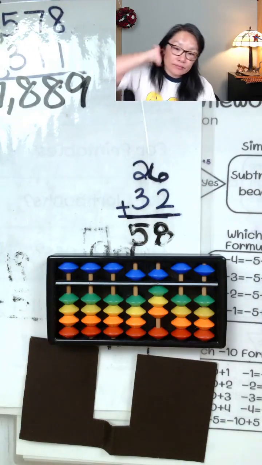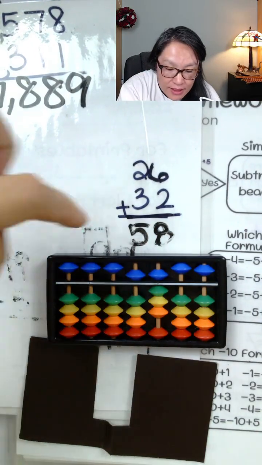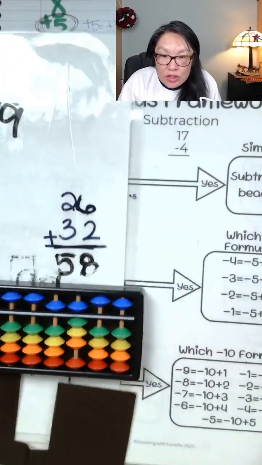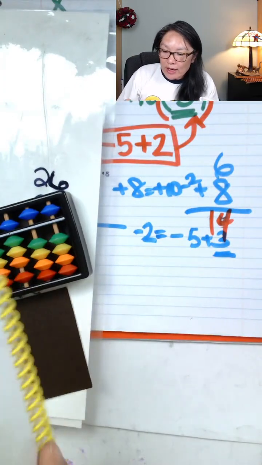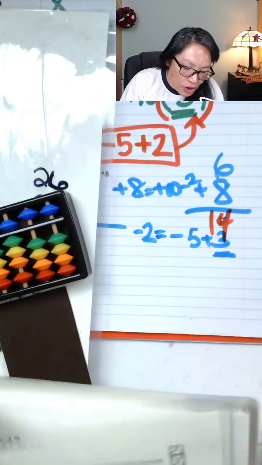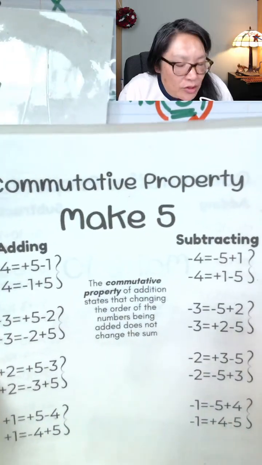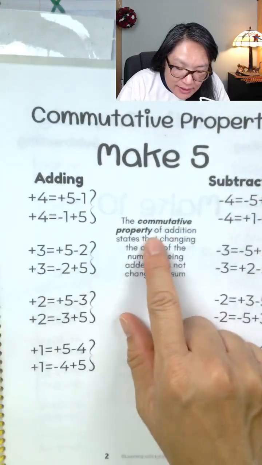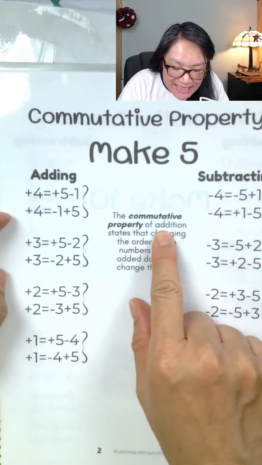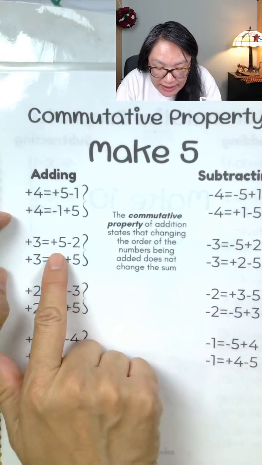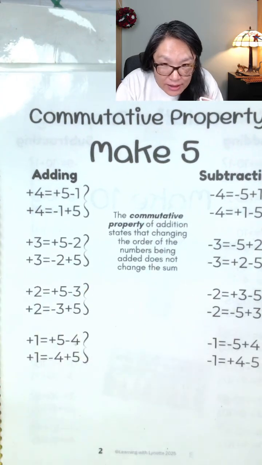Make sense? You get 5 because of the 3. As long as you track it, it's the same thing. So thank you, Austin. In mainstream math they call it the commutative property. In Abacus, we're kind of doing it, but not really, because the definition itself says addition states. But in Abacus, we don't do that. In Abacus, we need to balance the equation.